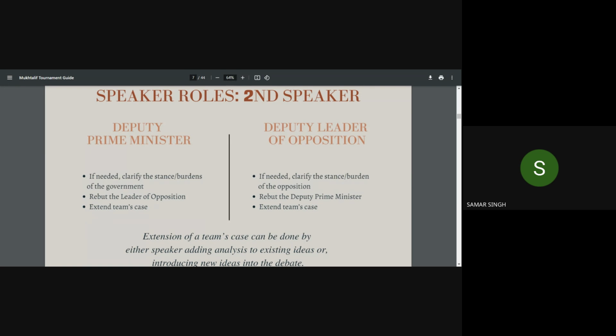So a major role of these two speeches is basically to clarify the stance, defend yourself or your burden, rebut your opponents who have spoken till now. Lastly, extend team's case. Team's case could be extended by giving more arguments, more rebuttals, more explanation, more examples, a lot of aspects which will be taught to you guys in tomorrow's or the day after tomorrow's session.